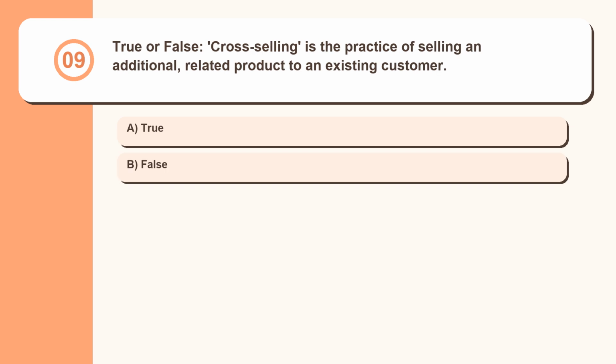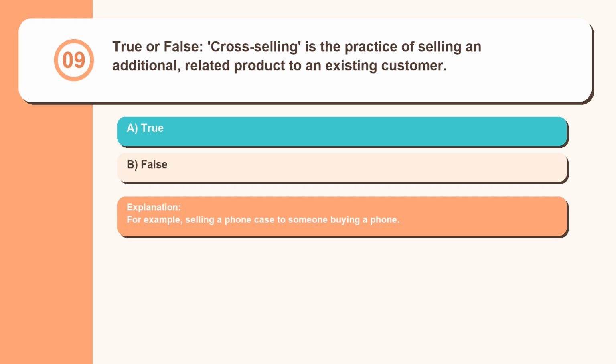Question 9. True or false, cross-selling is the practice of selling an additional, related product to an existing customer. True. False. For example, selling a phone case to someone buying a phone.